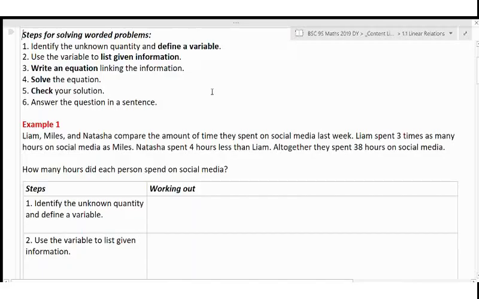So in today's lesson, we're going to be having a look at solving some worded problems. And I know you guys have done this before, so we're just going to look at two quick examples. Okay, so you've got some steps in front of you.